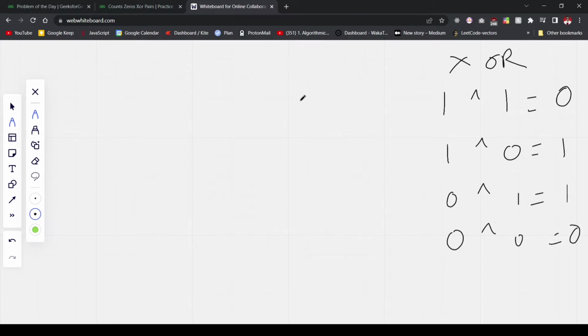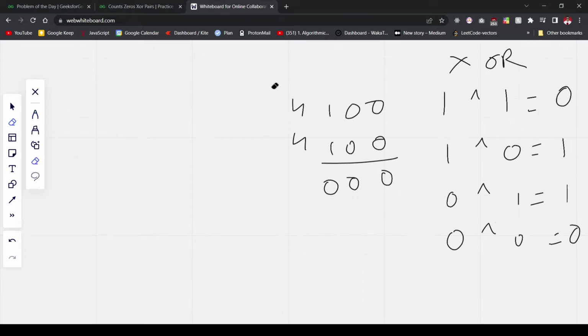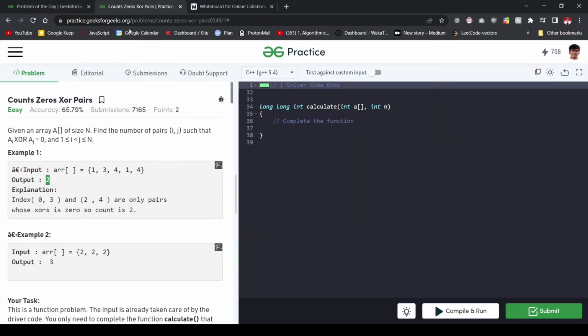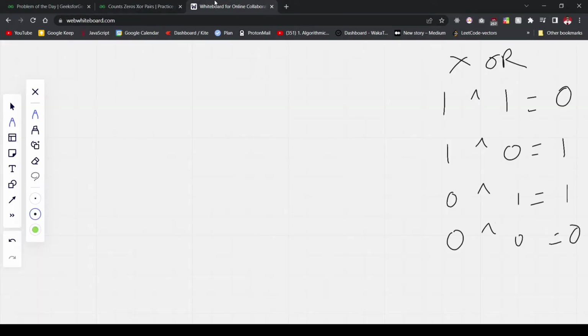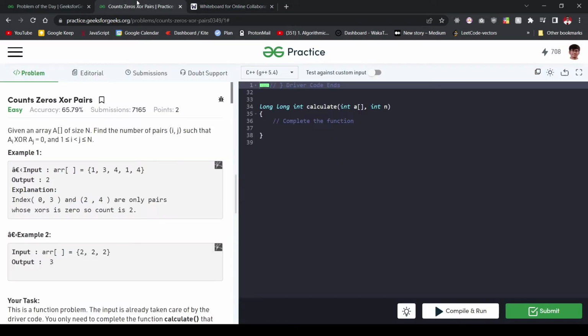Now using this, if I take two numbers of the same value, that is 4, which can be represented in binary as 100, and if I XOR them, then I'll simply get the value as 000 because all the bits are same in the same position. So using this, we have to find the number of such pairs. Now let's write in the example first. So what is the example? 1, 3, 4, 1, 4. Let's keep in another 1 to understand the problem better.